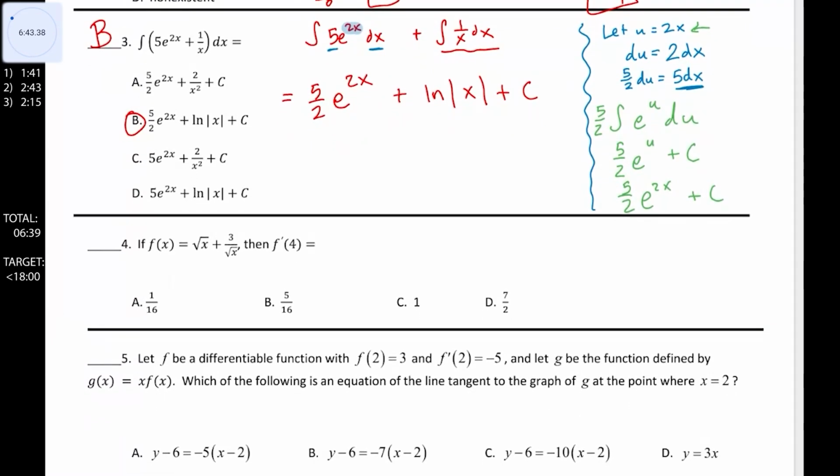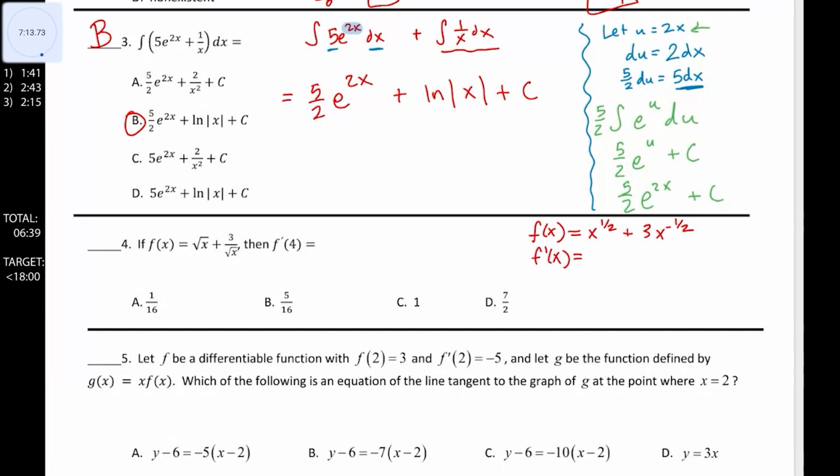For number 4, we are finding the derivative of a given function and then substituting in the number 4. So first, let's find the derivative. And to do that, I think it might be easier if we rewrite f of x as a sum of powers rather than having all those square roots and fractions all over the place. So I'm going to rewrite f of x as x to the 1/2 power plus 3 times x to the negative 1/2 power. So that way I can just apply the power rule to get the derivative.